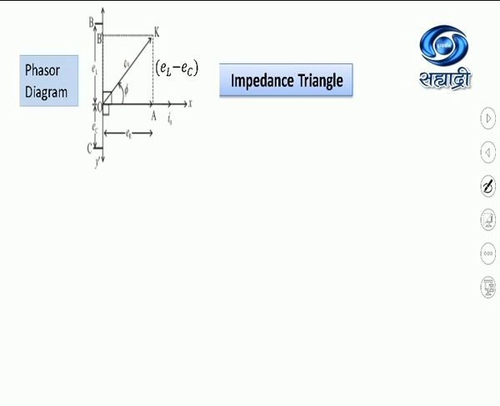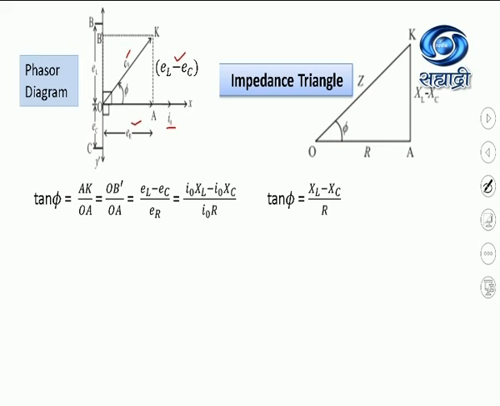Now if we represent the phasor diagram, the EMF across the resistor is in the same phase with the current, and earlier we have seen the same diagram depicting that AK represents EL minus EC and OK represents the effective EMF. Now from the phasor diagram we will find tan phi. What is tan phi here? Opposite side, that is AK, upon adjacent side, that is OA. But AK is equal to OB dash, so tan phi is OB dash upon OA.